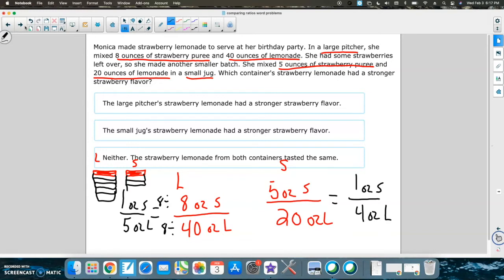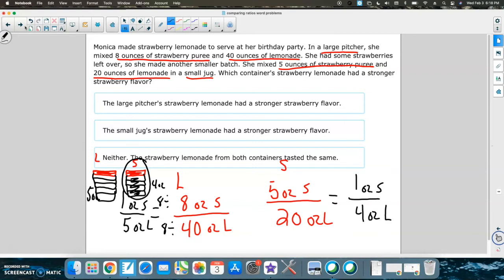2, 3, 4. Okay? So, which is going to have a stronger lemonade flavor? Sorry, a stronger strawberry flavor. Well, it's going to be the one with less lemonade, right? So this one has less lemonade. It's going to have a stronger strawberry flavor. While this one over here, the large one, has 5 ounces of lemonade. This one only has 4, right? And so the strawberry is going to be more diluted in the large pitcher. Okay? If that kind of makes sense.